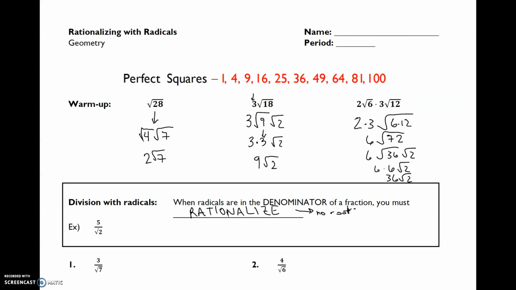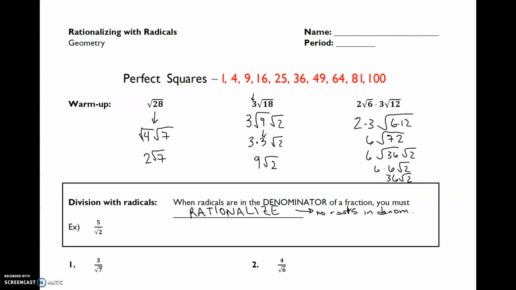For something to be simplified, there can be no square roots, cube roots, any kind of roots in the denominator. So when we look at this first example, we have 5 divided by the square root of 2. I can't really do anything with the numbers 5 and 2. 1 is not in the square root, 1 is. And that square root in the bottom, square root of 2, means that this is not simplified.